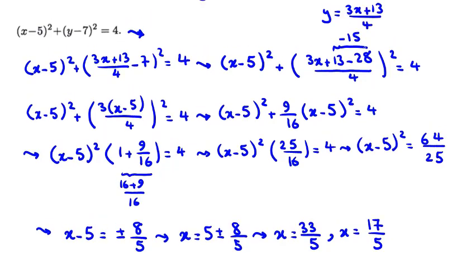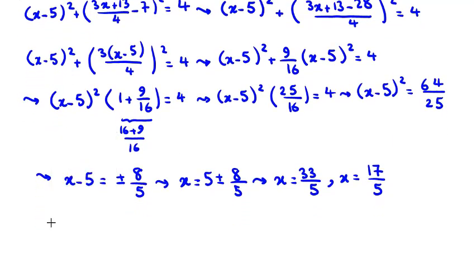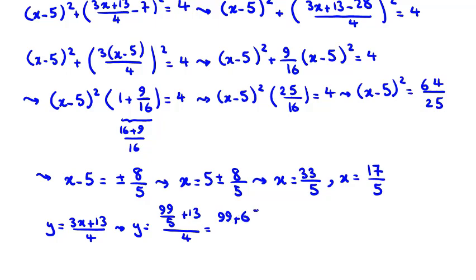We know y is 3x plus 13 over 4. Now if I plug in that condition here, we can find y for each of them. For the first one, you say, okay, y is 3 times 33 over 5, that is 99 over 5, plus 13, all over 4. It will be 99 plus 5 times 13, 65, and 5 times 4, 20. 99 plus 65 is 164 over 20. You can divide both numerator and denominator by 4. It will be 41 over 5. And this one is for this.